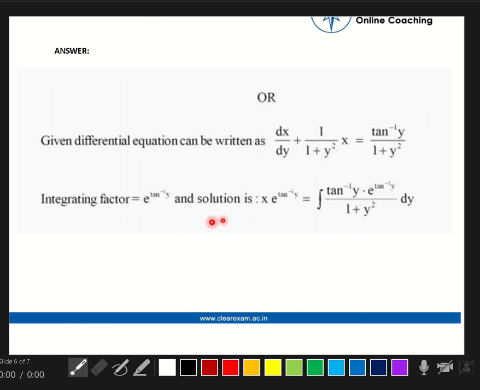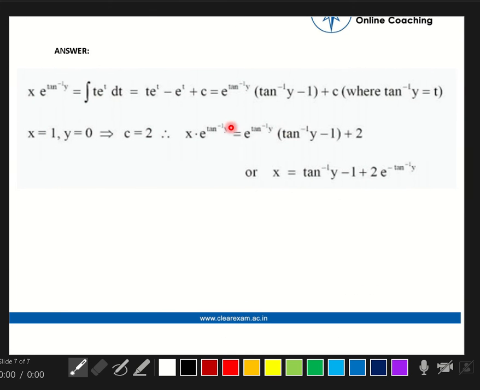So let's find the integrating factor, which equals e^(tan⁻¹y), and the solution will be x e^(tan⁻¹y) equals the integral of tan⁻¹y · e^(tan⁻¹y)/(1 + y²) dy. Solve this integral, and you will get x e^(tan⁻¹y) as this equation.